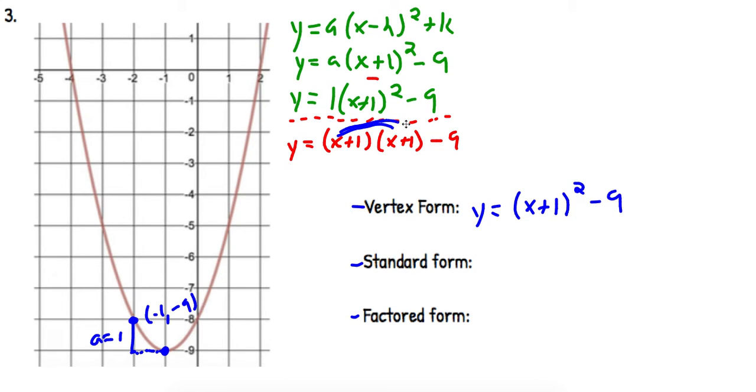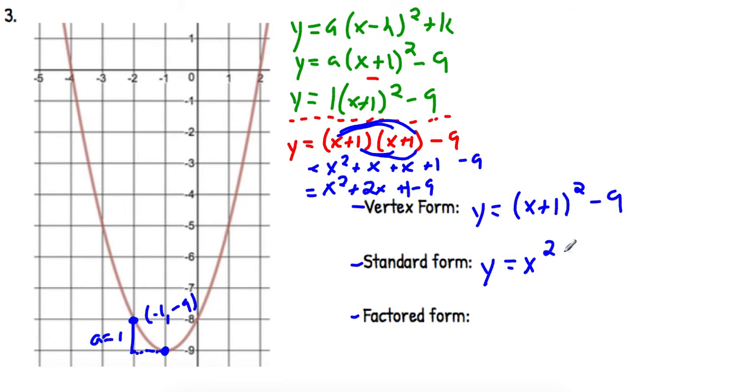So x times x is going to give me x squared, plus x. And then I've got another 1 times x and a 1 times 1, so this is going to be plus x plus 1. And then I need to have that minus 9 still. So this is going to give me x squared plus 2x plus 1 minus 9. Let's combine all of these terms. I'm going to write my final answer down here for standard form: x squared plus 2x, and I combine these constants and have a minus 8.